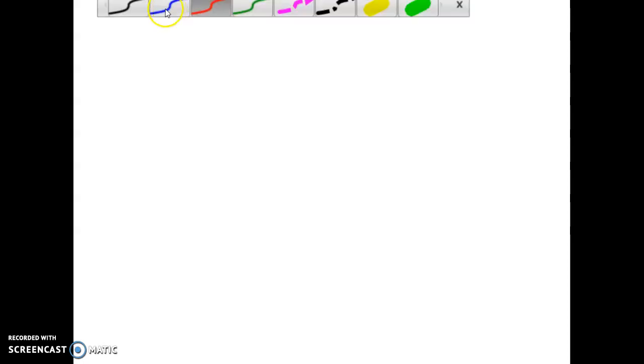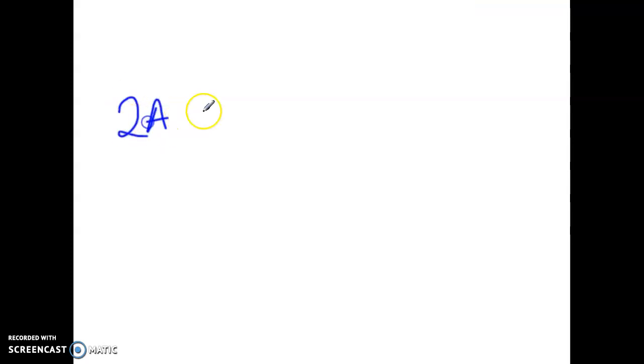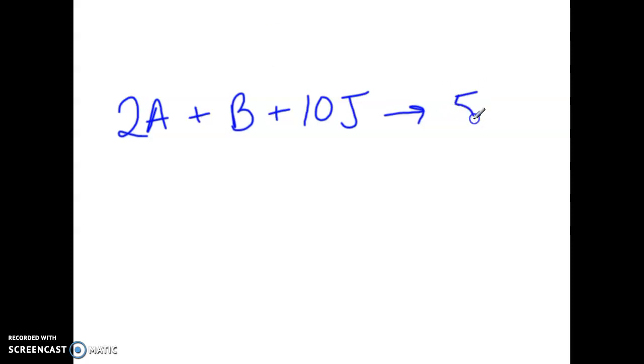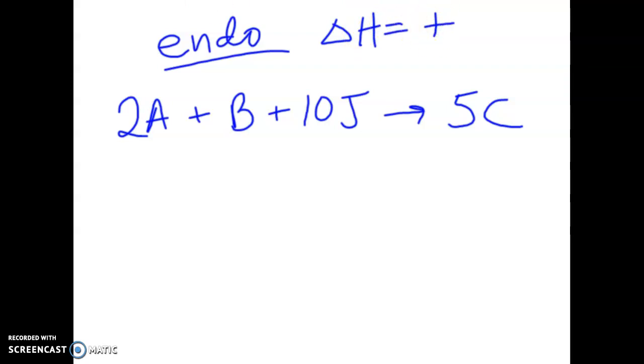Okay, so let's take another example just to kind of show you what I mean. Here we have a reaction: 2A plus B plus 10 joules making 5C. Right away, we can tell this is an endothermic process, right? Our delta H is positive 10 joules from looking at this.